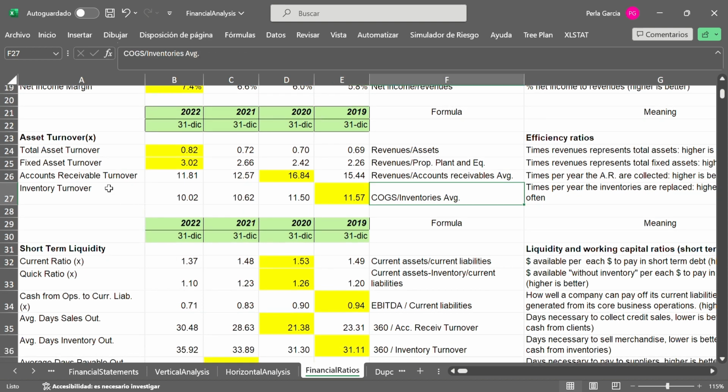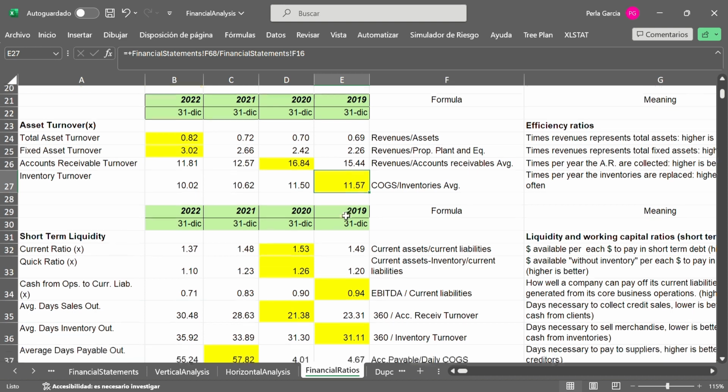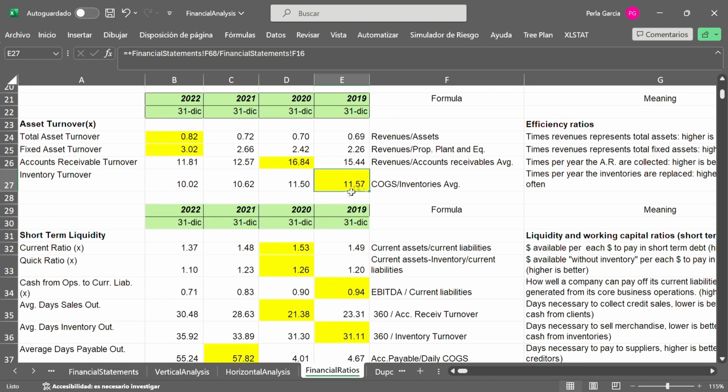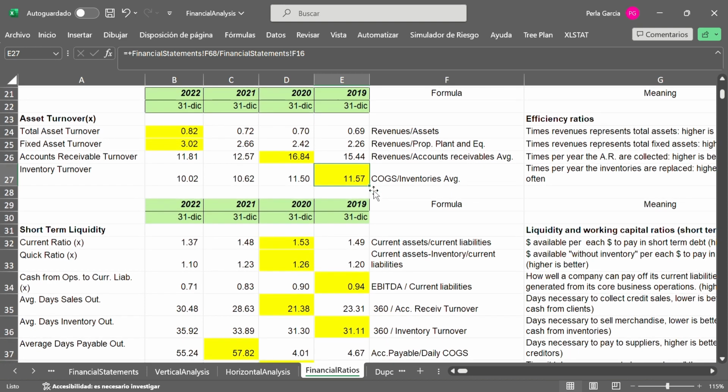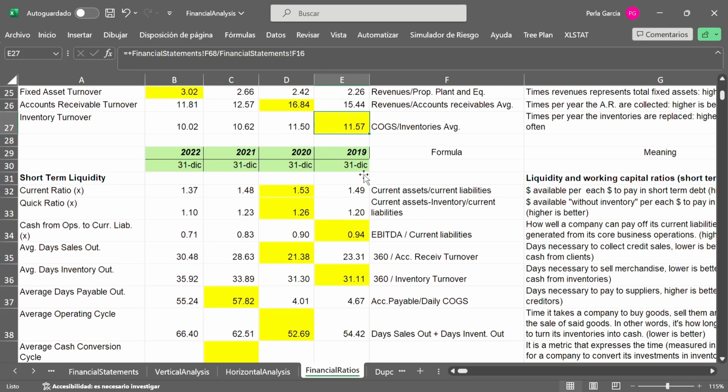Then, as part of the same group, is how many times per year the inventory is replaced, the inventory rotation. Here the highest is in 2019, with 11.57 times. Then we have other ratios.